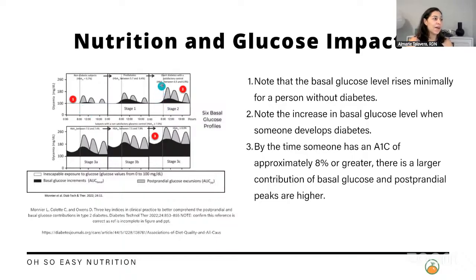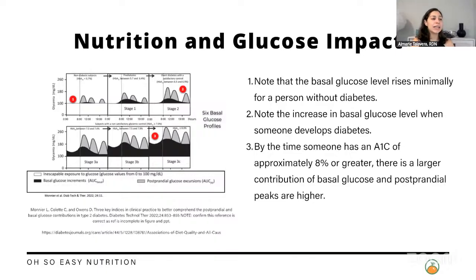Note that the increase in basal glucose levels when someone develops diabetes. So we have a lot of insulin that's working and trying to do the best it can to put the glucose in the cell, but it's really resistant. So that insulin resistance is being shown here. The glucose levels are staying higher in the blood vessel for longer periods of time. So we see that in image number 2.